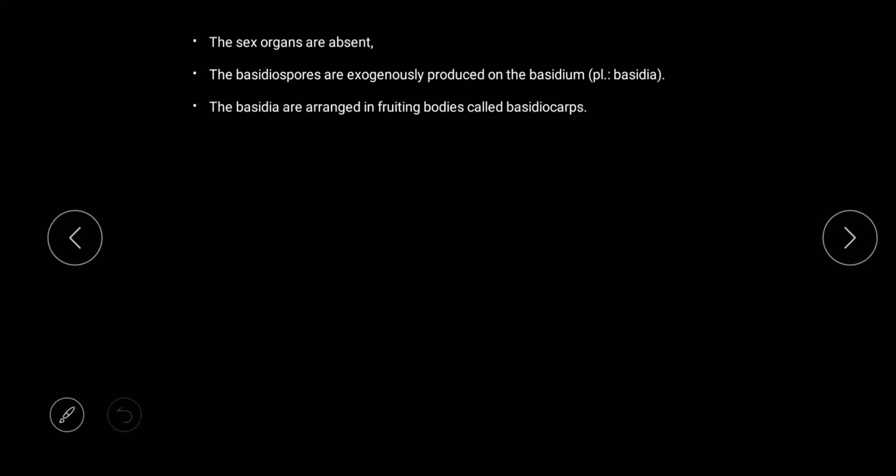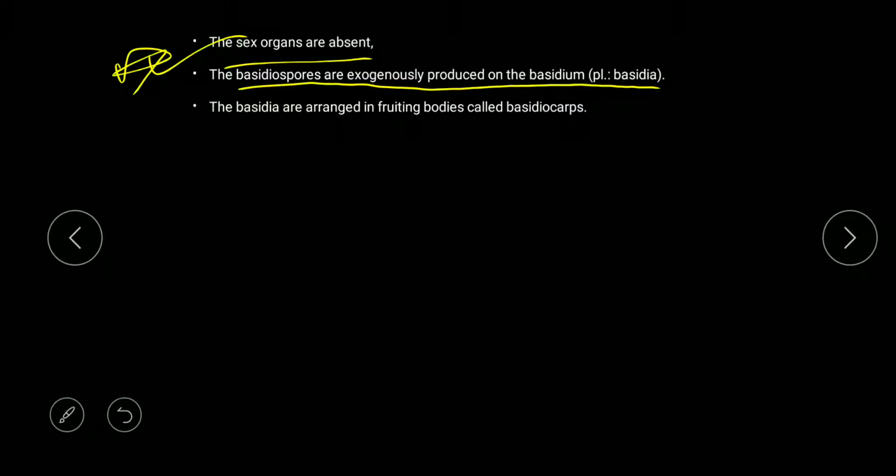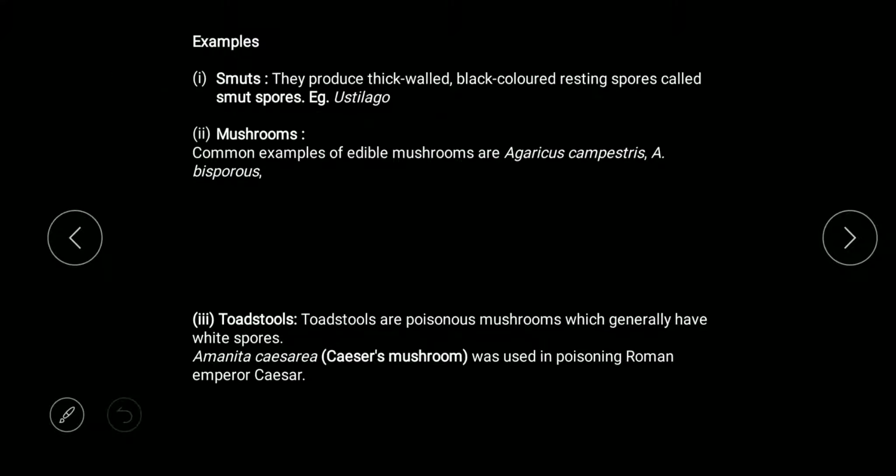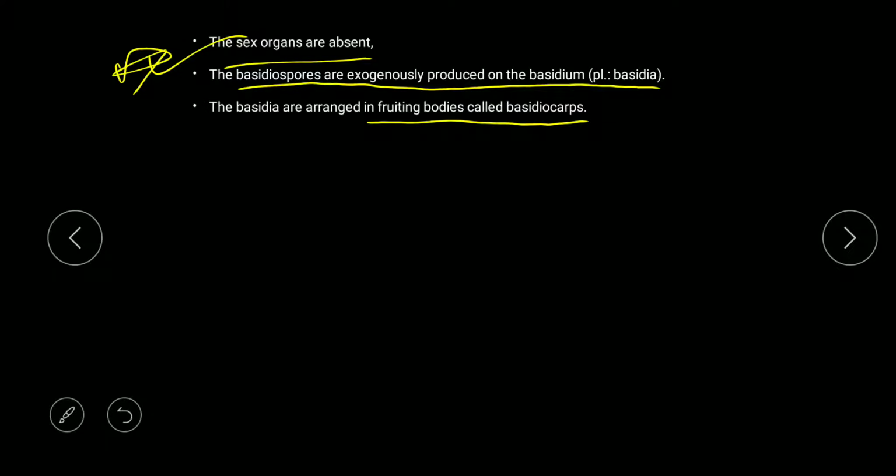Okay. Now, when we talk about sexual reproduction, sex organs are not absent. This is also an important question. Usually they ask which fungus carries out sexual reproduction without formation of sex organs. Then it is nothing but Basidiomycetes. The basidiospores are produced on the basidium, and these basidia are arranged in a fruiting body called a basidiocarp. Okay, so we should understand how they are forming this basidium.